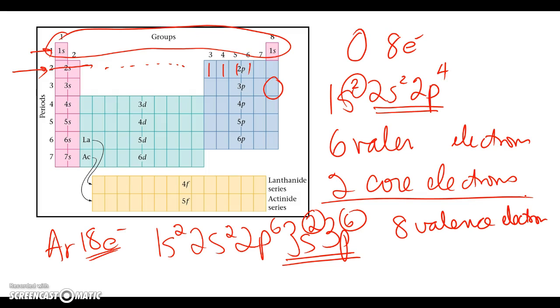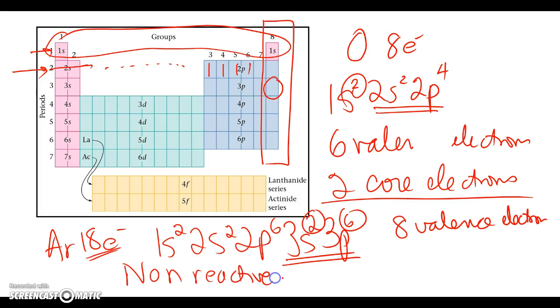It only wants 8 valence electrons. All the noble gases in this group 8 have 8 valence electrons. Because they have all the valence electrons they want, they do not need to bond with any other atoms to gain or give up electrons. That's why they are very non-reactive. We call that stable, very stable. They won't react because they already have all the valence electrons they need.